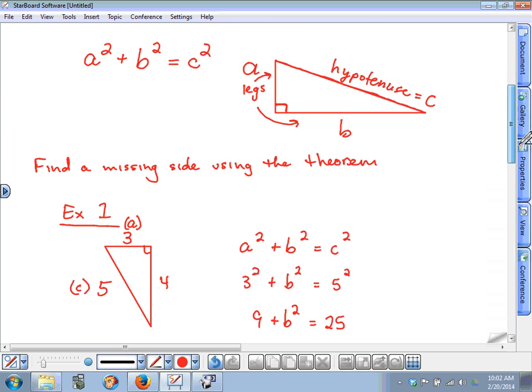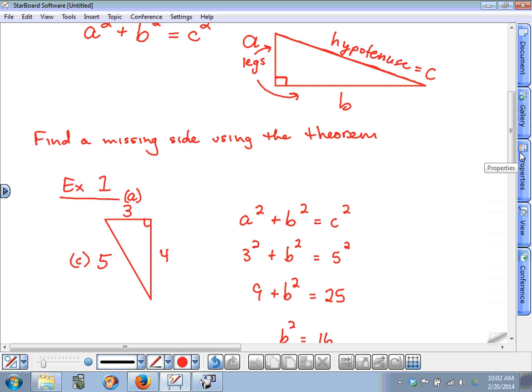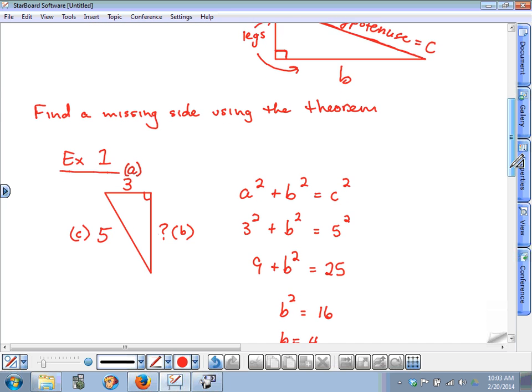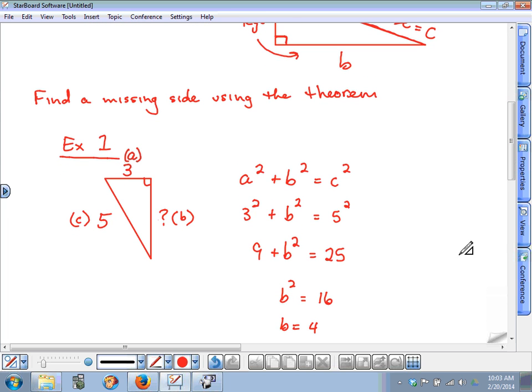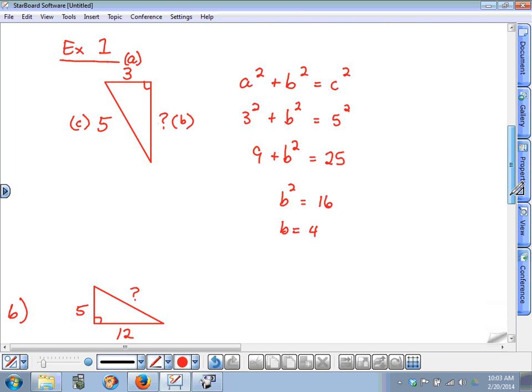We've already done one problem here. The missing side, what was it that we were supposed to find? We were supposed to find this. We decided to call it B, right? Yes. We called that side B, so we set up the theorem A squared plus B squared equals C squared. A squared was 3 squared, so that's 9. C squared was 5 squared, that's 25. We subtracted 9 from 25, got 16. B squared equals 16, so B equals 4. That's where we are. We're right in the middle of this problem.